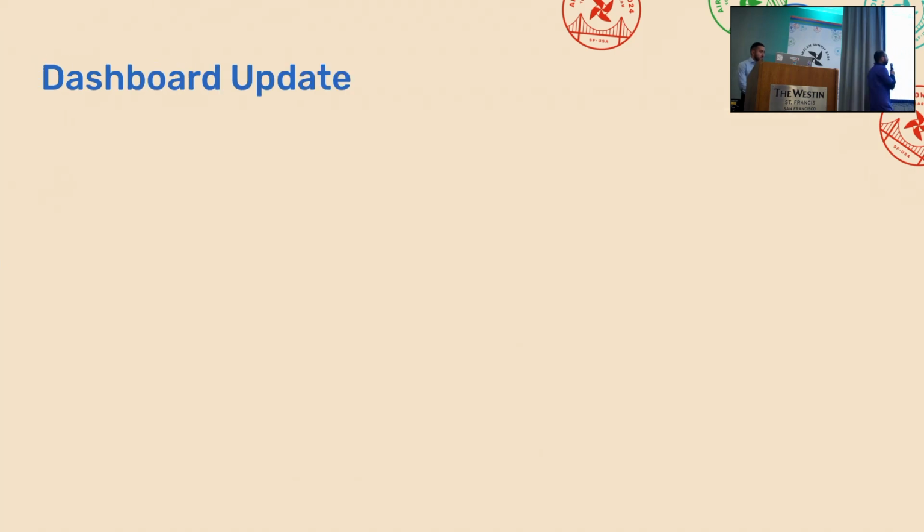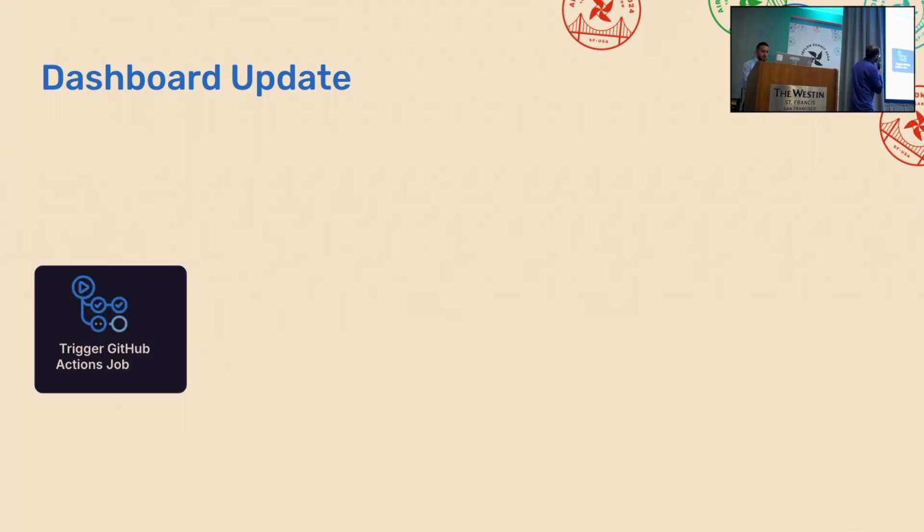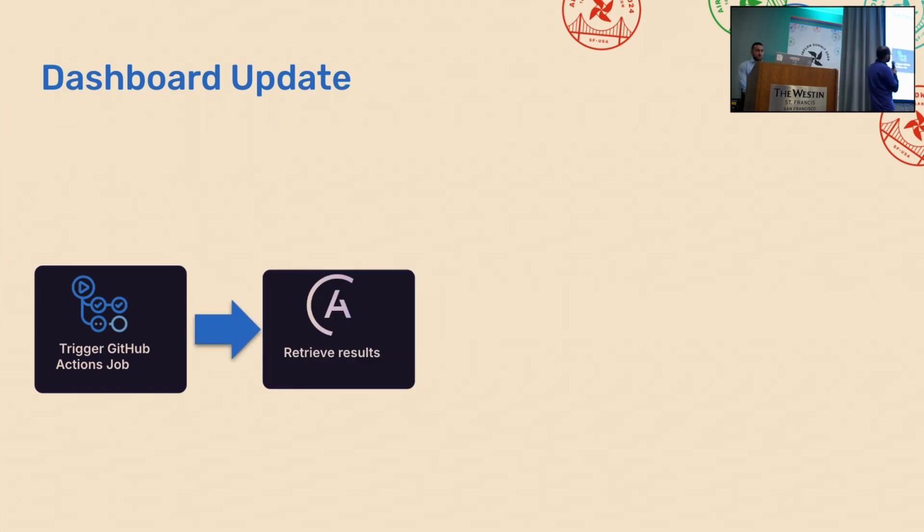We have not discussed how we are updating the dashboard. Now to update the dashboard, we are again using a trigger. We are using a GitHub Action job, which is a scheduled job. We can trigger it manually as well. After triggering that, it retrieves the results from the Astronomer deployment using the Airflow API as well, and stores the results of the last 7 runs in a JSON file.